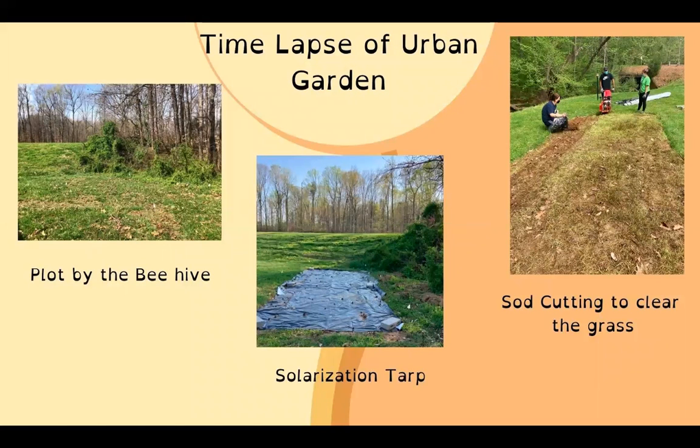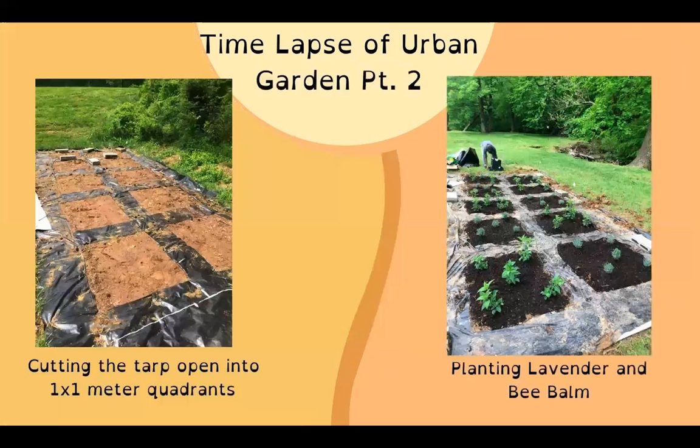After a spot has been picked out, I use a solarization tarp to lay down on the grass and basically cook the ground from 2 weeks to a month to kill any grass. After 2 weeks to a month, under hot temperatures, the tarp was lifted and then sod cut to clear the grass. Afterwards, the tarp was laid back down and 1 by 1 meter quadrants were cut into the tarp. After the tarp was secured down, fertilizer and soil was added and lavender and bee balm were planted.